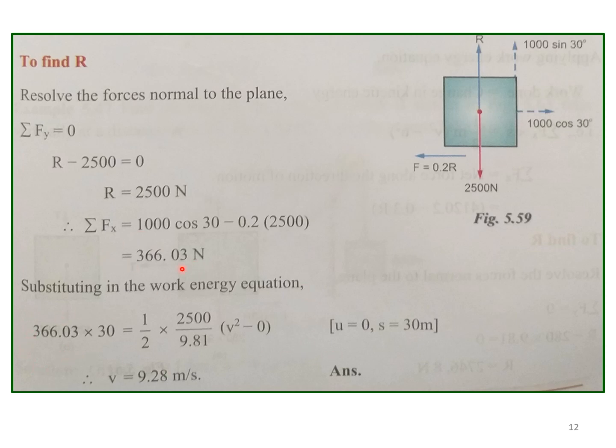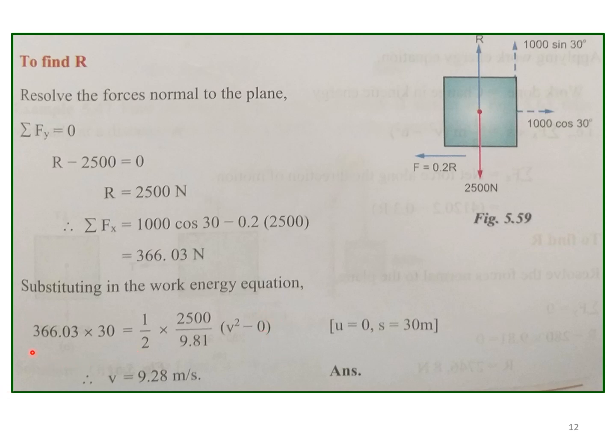The work energy equation is force into distance, that is work done, equal to the change in kinetic energy. Here the initial kinetic energy is 0, therefore u is equal to 0, so this term will become 0. When you substitute in the work energy equation, we get the velocity equal to 9.28 meter per second.